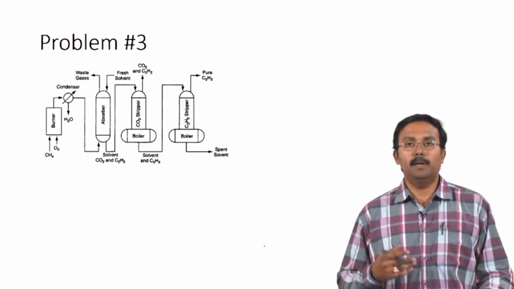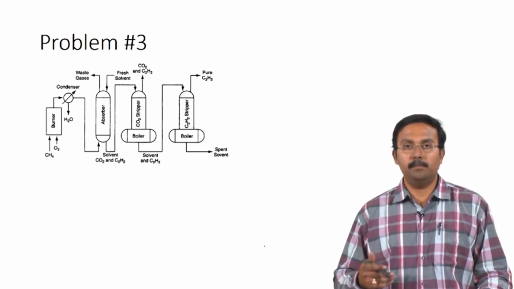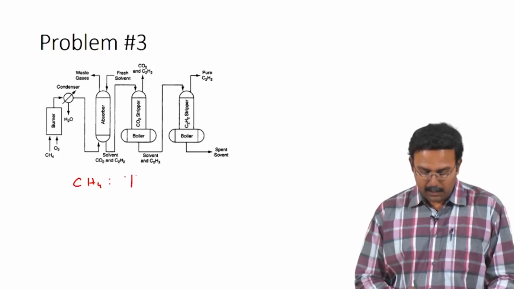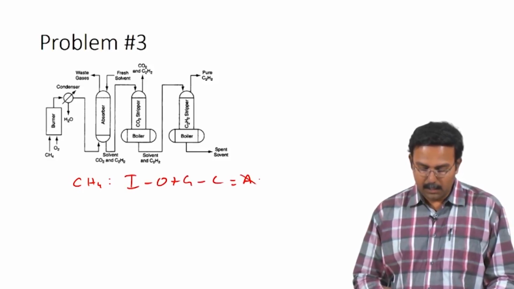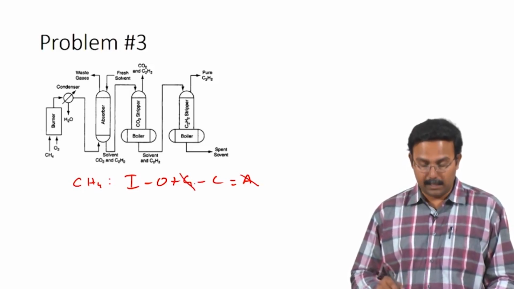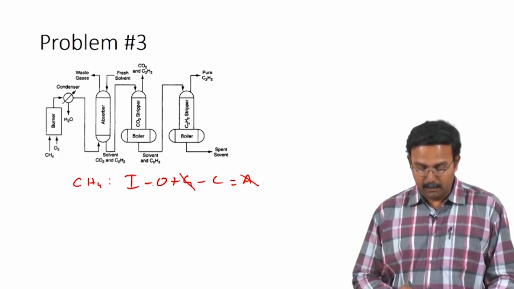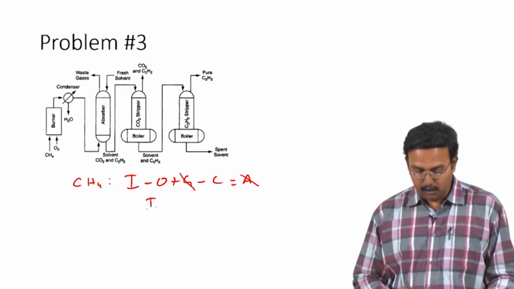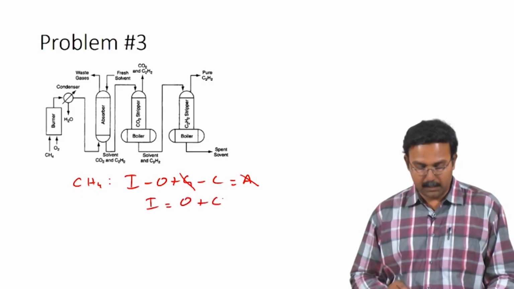So, this we can do by writing balances for methane and oxygen. Let us start with the methane balance. Again, input minus output plus generation minus consumption equals accumulation. At steady state there will not be any accumulation, and we do not have any generation of methane because it is the reactant. So, input minus output minus consumption equals 0. So, your input would be equal to output plus consumption.